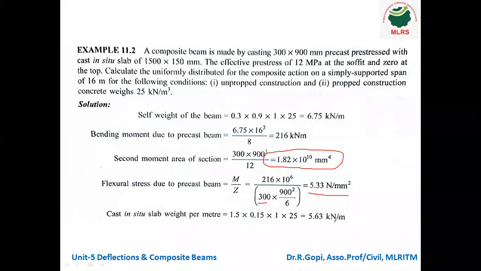Okay, so now the beam part is over. Next, coming to the slab part. What is the size of the slab? 1500 mm into 150 mm, that means 1.5 meter into 0.15 meter, into 25, where 25 is the density of the concrete. Therefore, the self weight of the in situ slab is 5.63 kilonewton per meter.